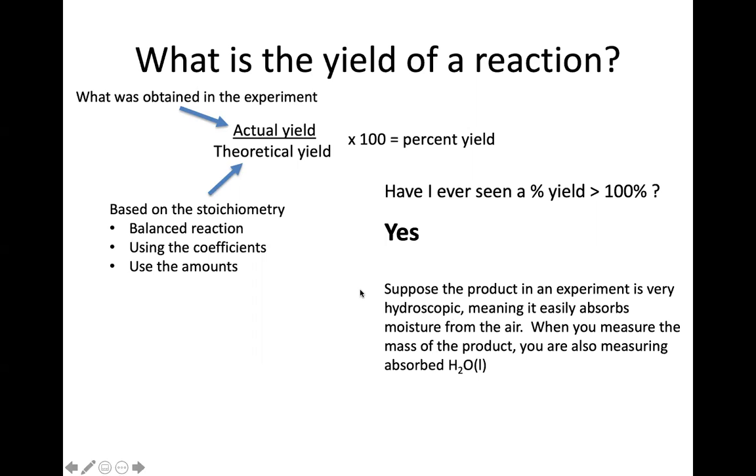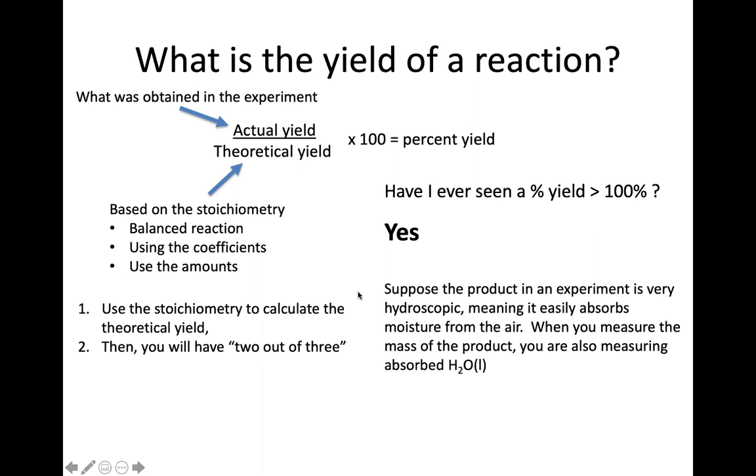Now, when I'm analyzing questions like this, I always begin by using the stoichiometry to calculate the theoretical yield. Then, many times you're going to have 2 out of 3, meaning you've calculated the theoretical yield. The question might ask you to combine that with the actual to get a percent, or it gives you the percent, and now you consider the actual.